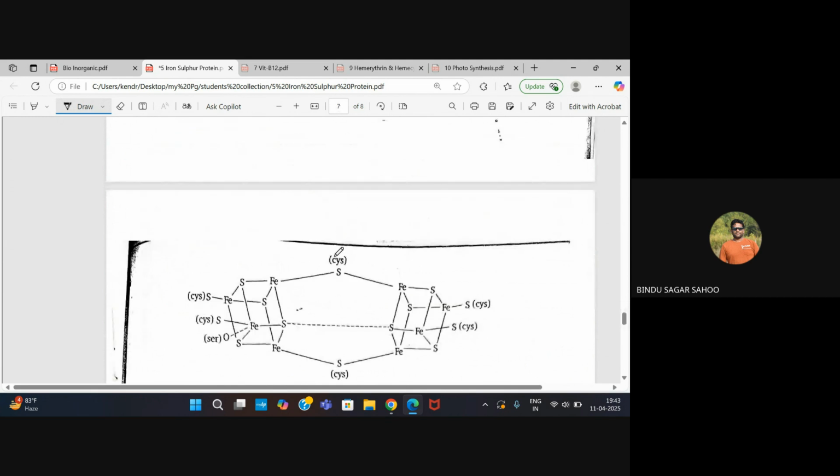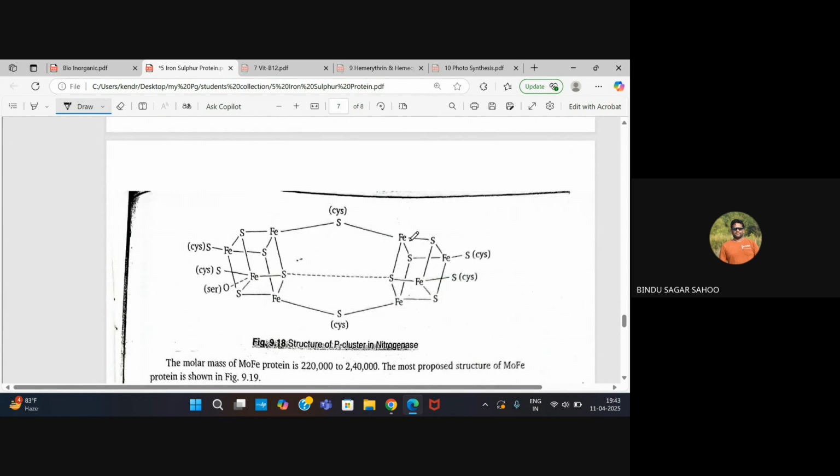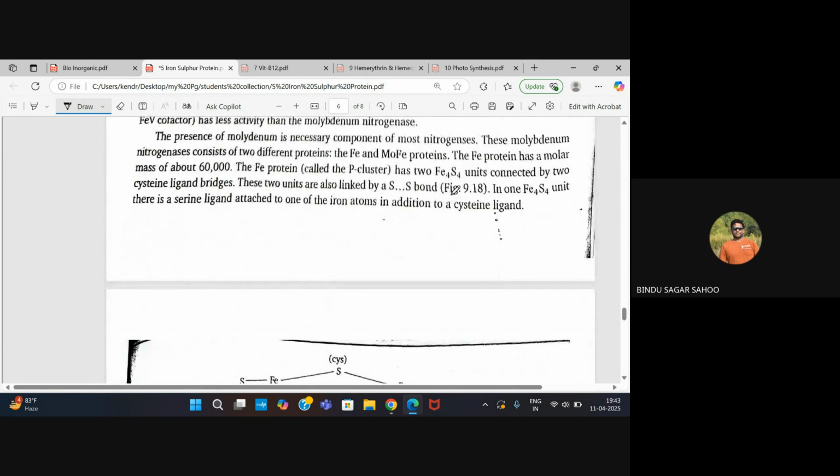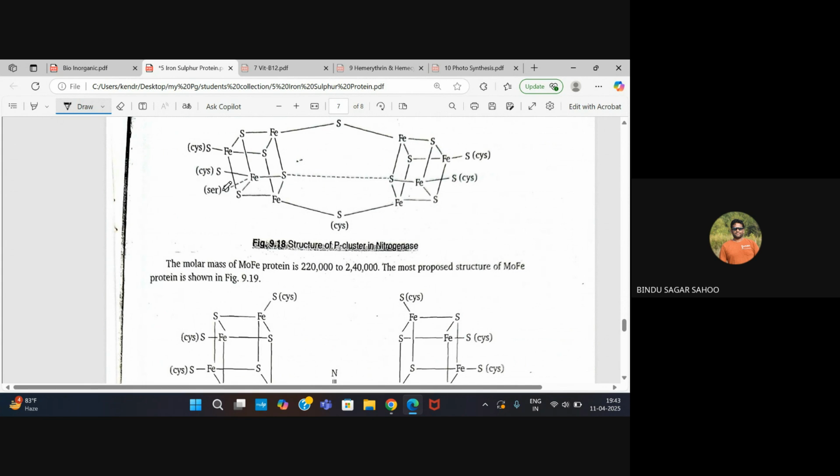bridges. That means the Fe protein contains two Fe4S4 groups joined by two bridging ligands. And here the bridging ligand is the sulfur that comes from the cysteine amino acid. These two units are linked by a sulfur-sulfur bond. And in one Fe4S4 unit, there is a serine ligand attached to one of the iron atoms. So here you can see there is an extra addition of a serine amino acid to this Fe, but here this type of interaction is absent.